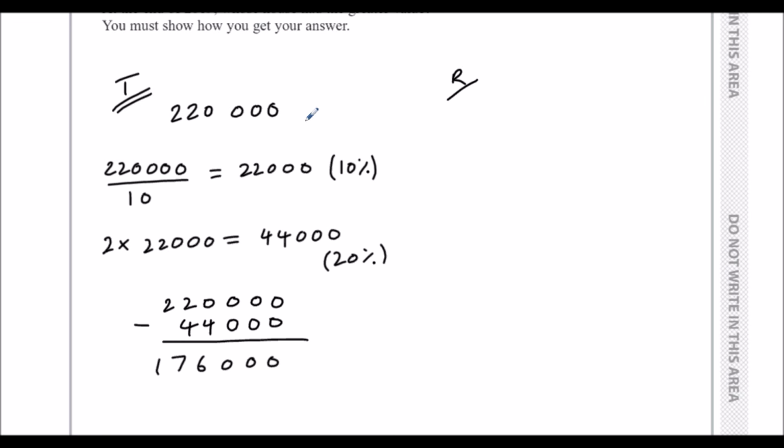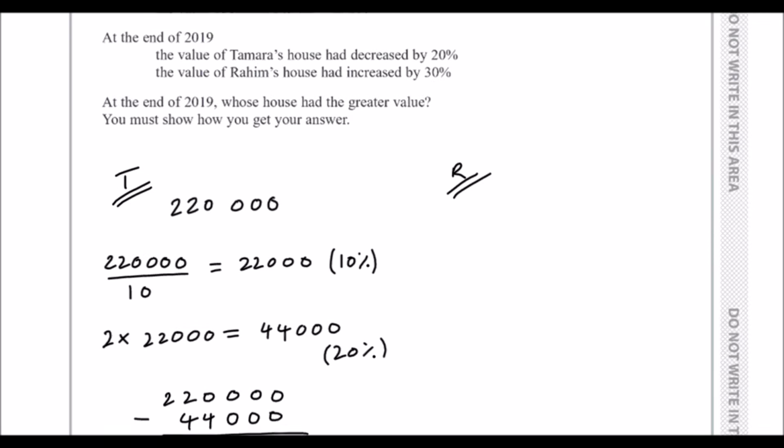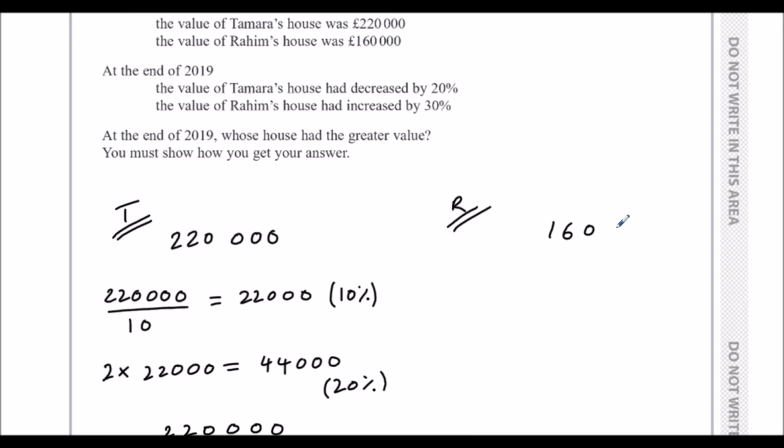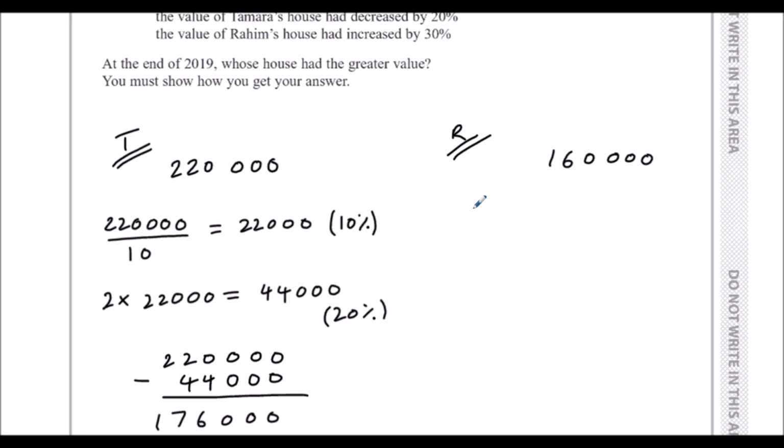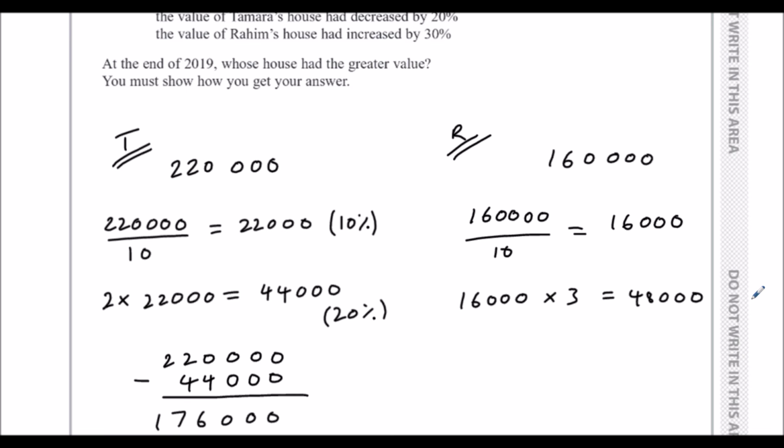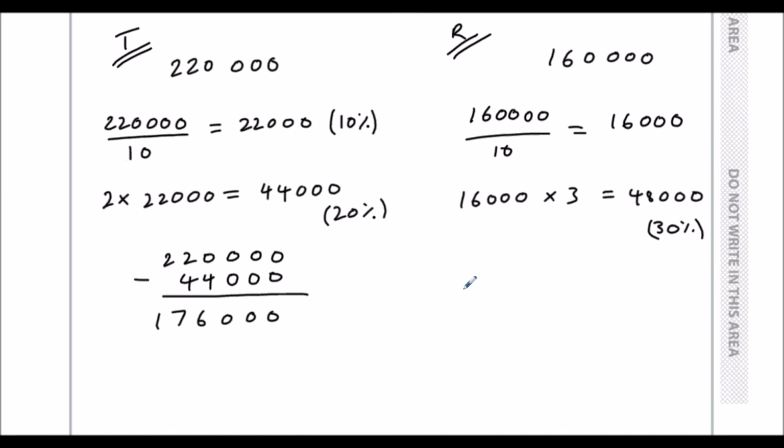How about Rahim's? So it started off at 160,000, and we want to add on 30%. So to find 10%, divide by 10, that's 16,000. To find 30%, times that by 3. So 3 16s are 48. So 3 16,000s are 48,000. So that's 30%. We need to add that on, so it's increasing. Add it on.